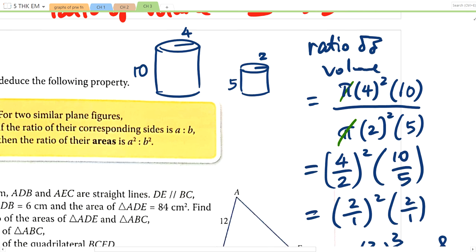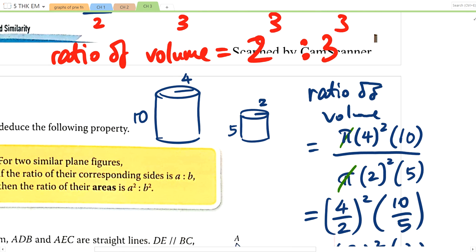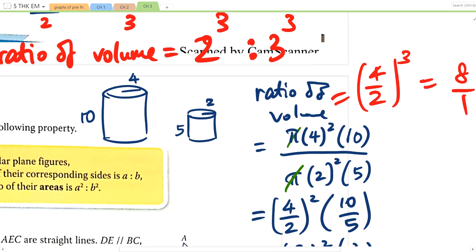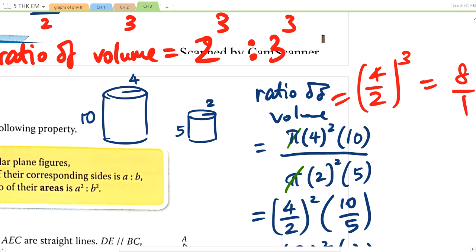Now, initially I told you that the answer is actually 4 over 2 cubed. Isn't this the same as 8 over 1? Yeah. What about if I choose to use 10 and 5? Will I get the same answer? Yeah, I will. I can choose to use the height if I like. I can choose to use the radius if I like. I will still get the same answer because they are similar figures.